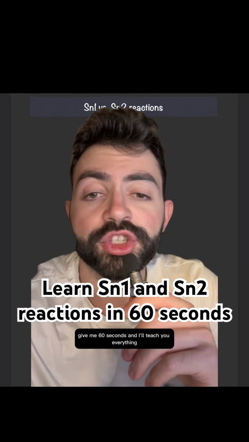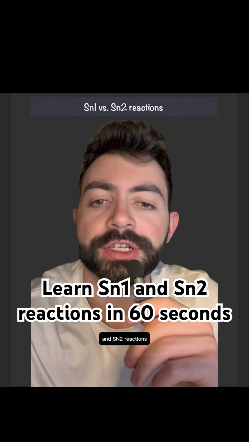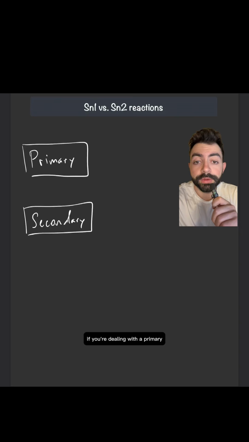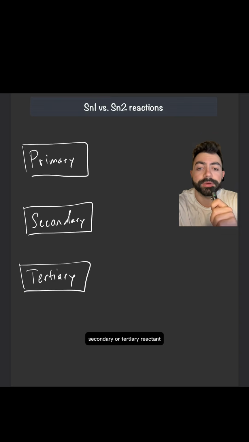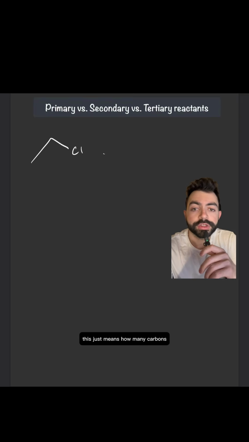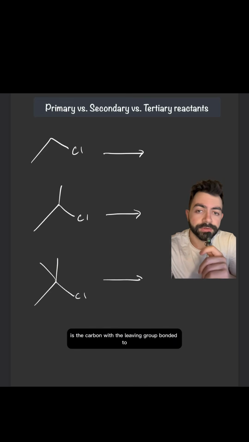Give me 60 seconds and I'll teach you everything you need to know about SN1 and SN2 reactions. So the first thing that you need to know is if you're dealing with a primary, secondary, or tertiary reactant. So what does that even mean? This just means how many carbons is the carbon with the leaving group bonded to.